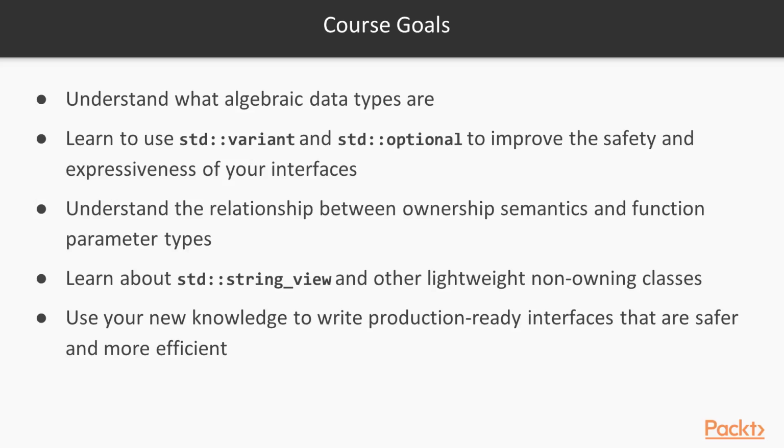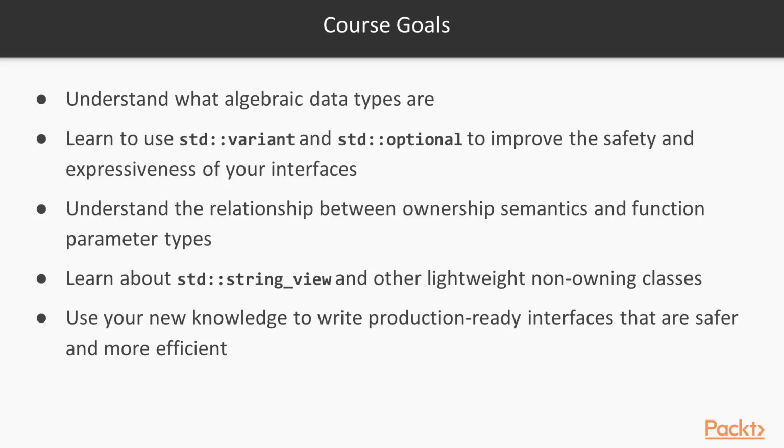These are the goals for the course. First of all, you will understand what algebraic data types are. These include std::variant and optional. Then you learn to use those classes in order to improve the safety and expressiveness of your interfaces and programs in general. Finally, in the last section, you'll understand the relationship between ownership semantics and function parameter types.